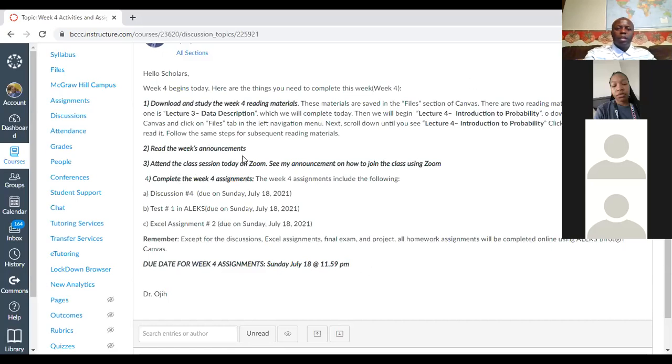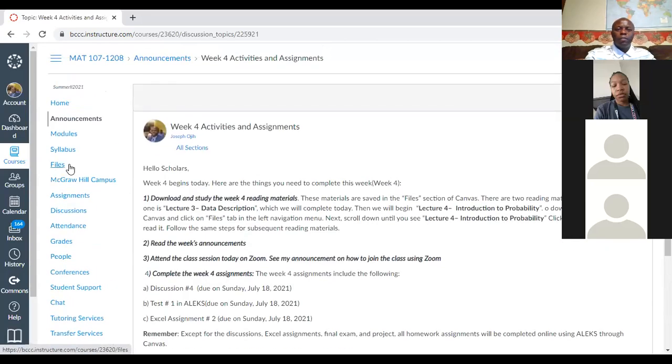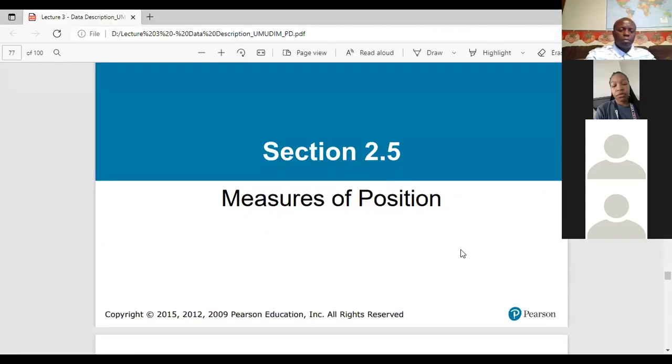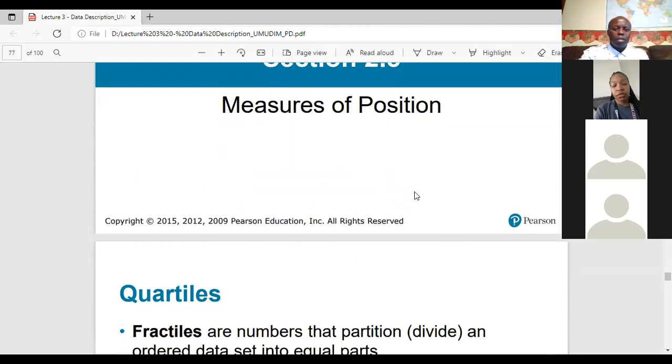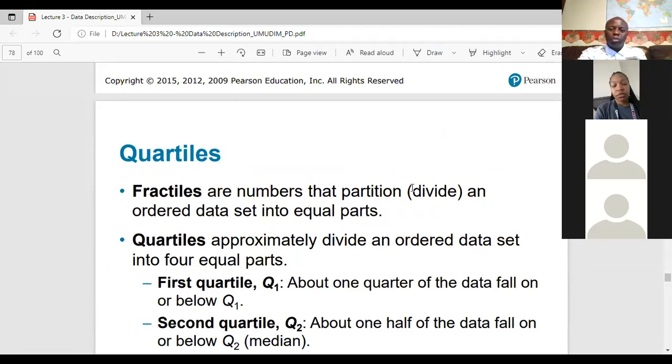Now, for the reading materials, we complete what we are doing for last week. Then we'll begin on lecture 4, which is the introduction to probability. It is already in the files section, so you can find it from there. So this is what I want to show you, and then we can begin on today's lecture. The measures of position. Basically, they show us the position of a data value in a distribution.